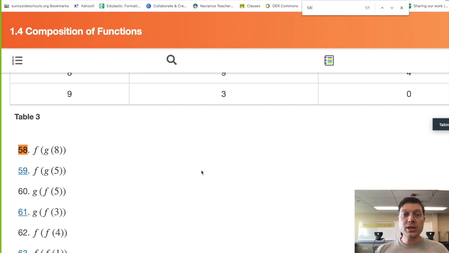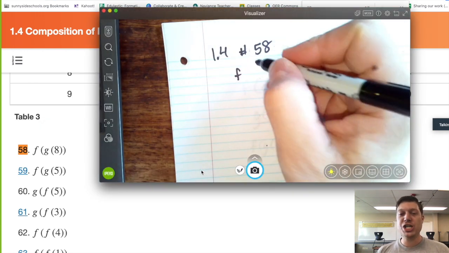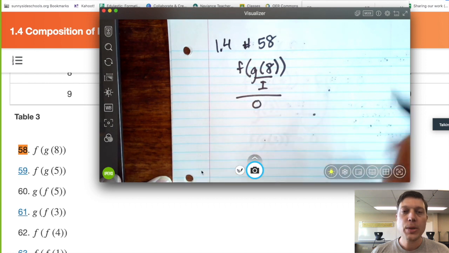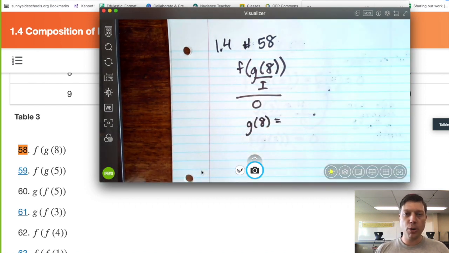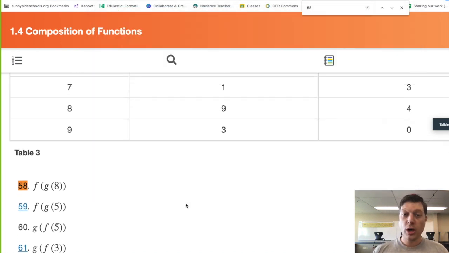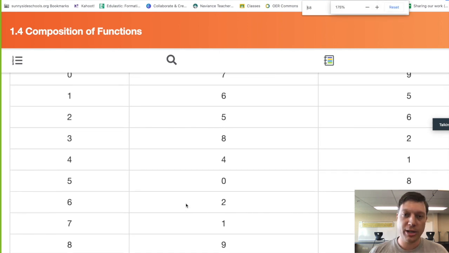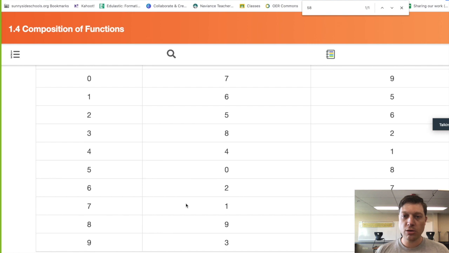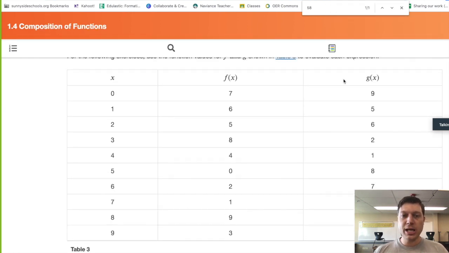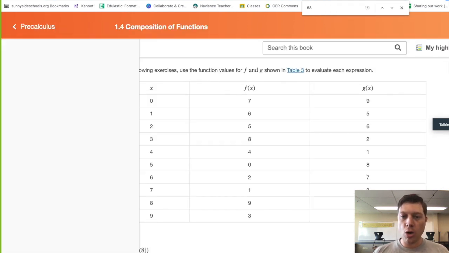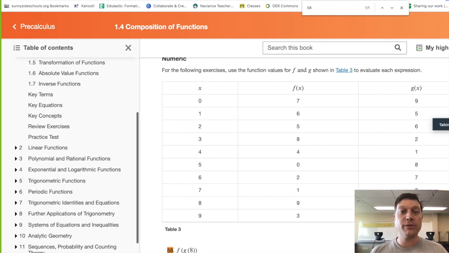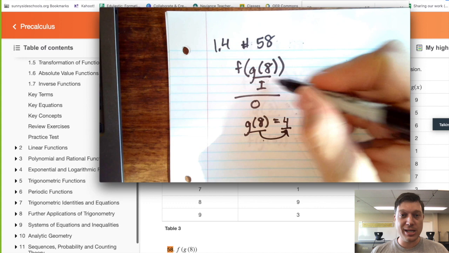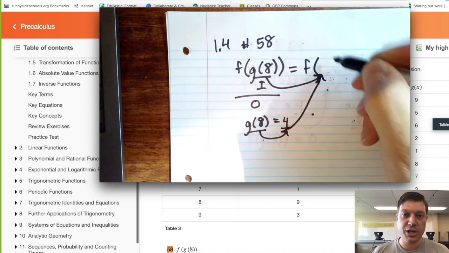So using the table idea, f of g of 8, we're still going to follow the rule of what's on the inside, but we get our answer from the output of the table. So g of 8, if we can spot that on the table, a little bit of adjusting our graph. G of 8 means in the x equals 8 row, we're going to find the output for g. It's 4.